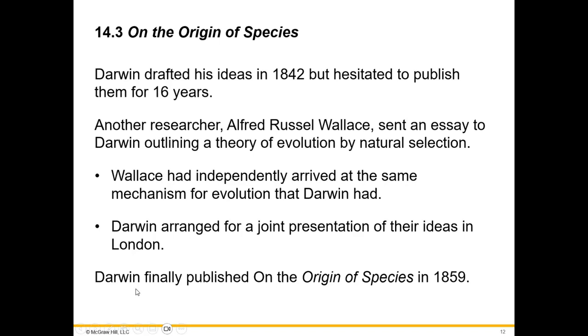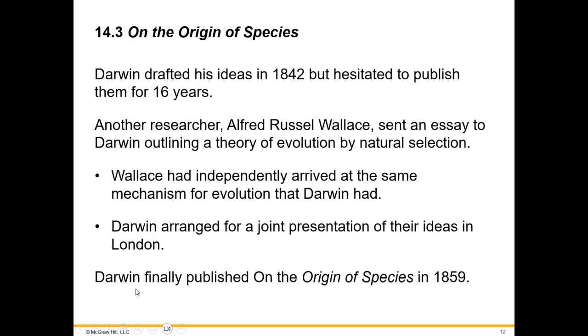Darwin drafted his ideas into a manuscript in 1842, but he hesitated to publish them for 16 years. It wasn't until another researcher, who had read a lot of the same works that Darwin had read, came to similar conclusions. He received a letter from Alfred Wallace, who basically outlined his theory of evolution by natural selection. So they had independently come to that same conclusion, that evolution must be taking place and that we must be naturally selecting genes to be passed on.